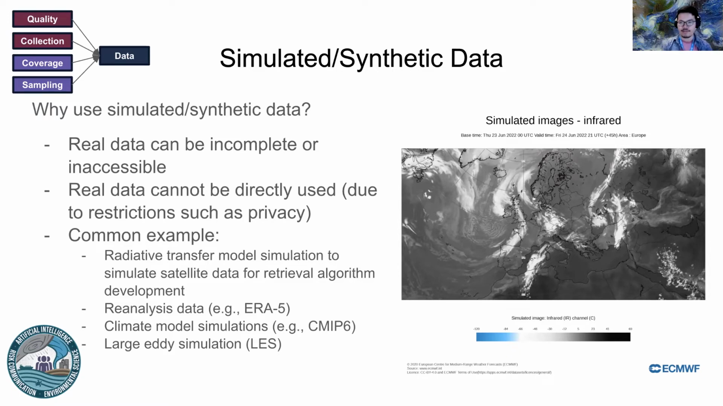That's when simulations of the data can be helpful to provide information that you cannot get from observations. Sometimes also the real data cannot be directly used due to restrictions such as privacy, or for some protected species, where even though you observe those data, you may not want to use them because of restrictions on how to use them. A common example in environmental science applications is the radiative transfer model simulation, which is often used to simulate satellite data.